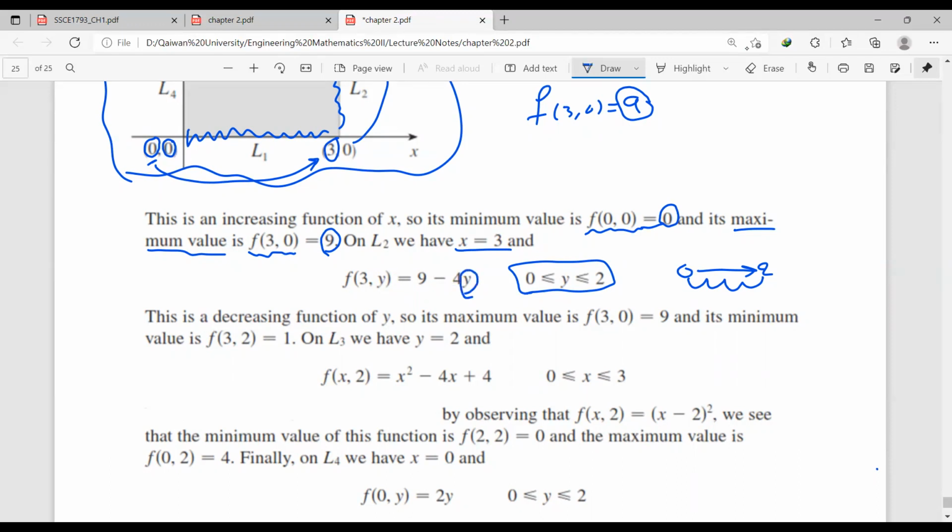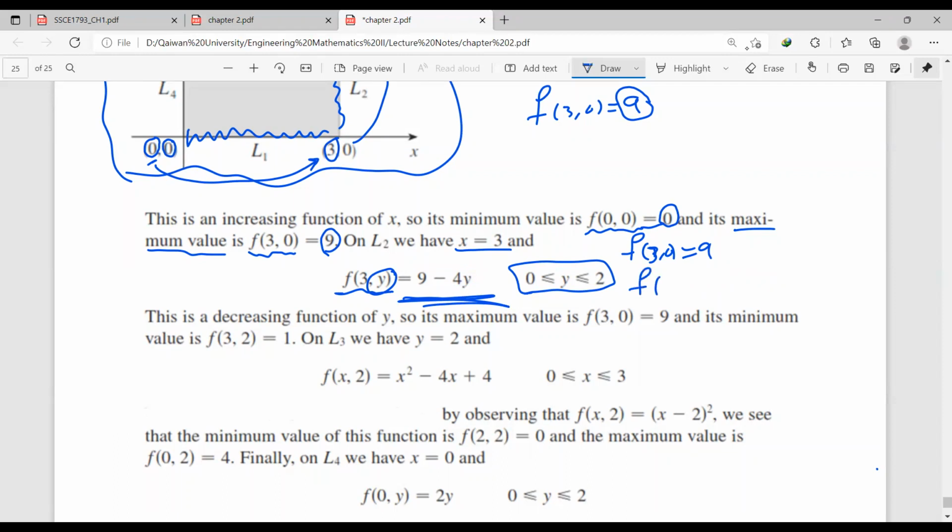If y is 0 and if y is 2, let's find f of 0. If y is 0, that means f of 3 and 0, because this is f of 3 and y. If y is 0, we get f of 3 and 0, and it's 9. If you replace y by 0 in this function, we get 9.